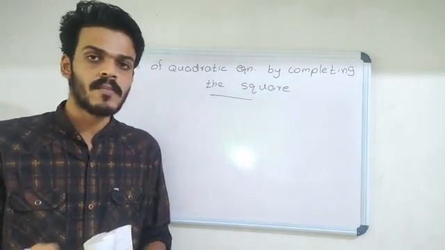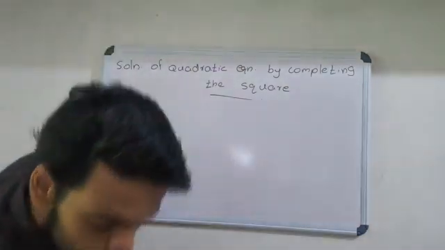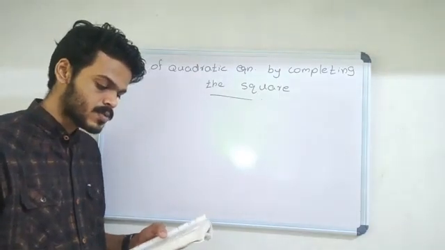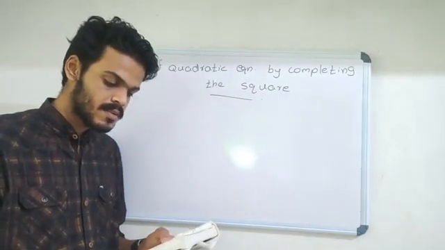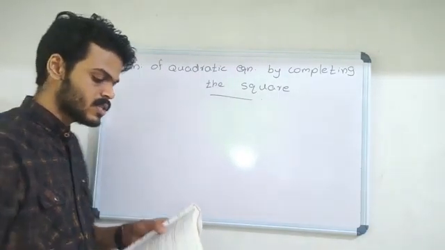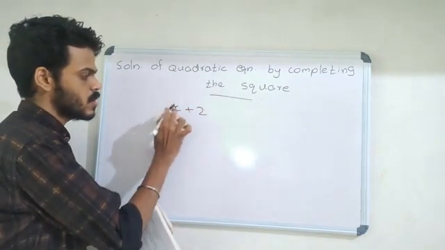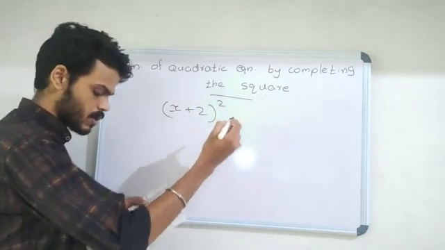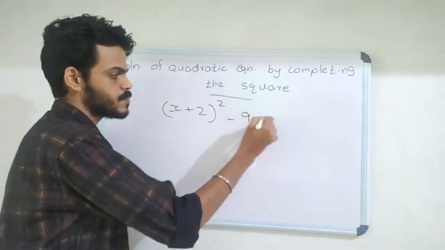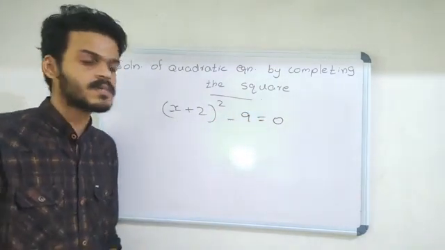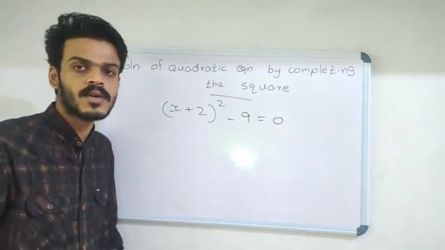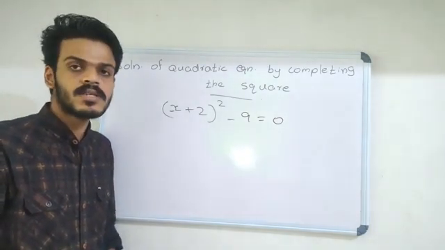Okay, that is a method of completing the square. One more question is there in your textbook, on page number 77. The question is: solve the quadratic equation (x plus 2) whole square minus 9 is equal to 0. So how can we do this?